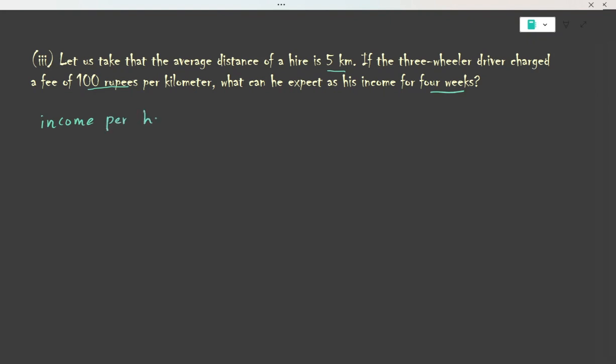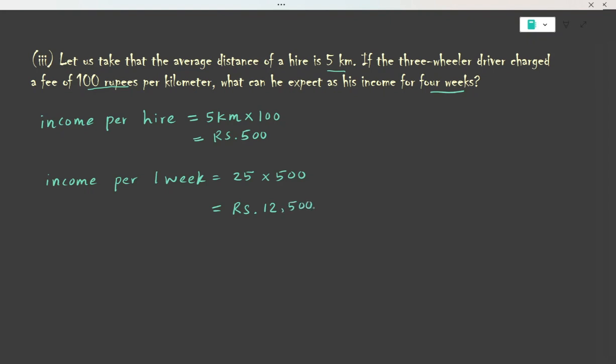Income per hire is, he travels a mean of 5 kilometers and he charges 100 rupees. From one hire he gets 500 rupees. He gets 25 hires per week. So ₹12,500. So this is for 1 week.